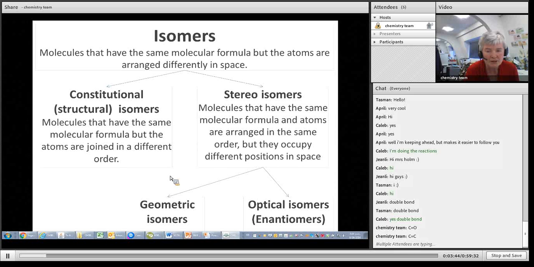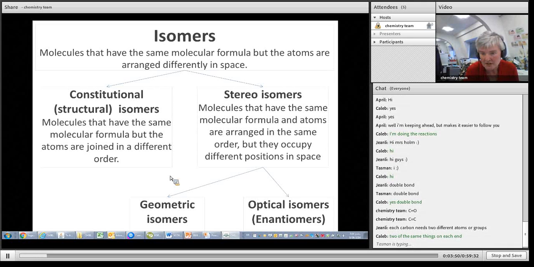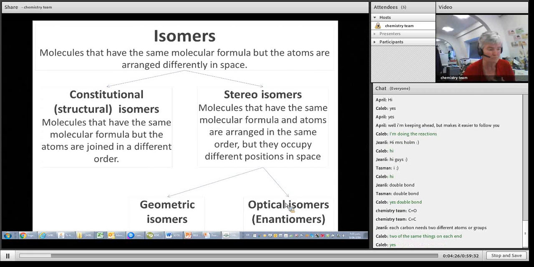And it's something to do with the groups on each of the carbon atoms. Right, so each carbon of that double bond needs two different groups. So if there's two hydrogens on one of those carbons or two methyl groups, it will not form geometric isomers. Caleb, you've got two of the same things on each end, depending on how you view that. So each carbon of the double bond must have two different groups, but of course both carbons can have the same group. So both carbons can have a methyl each or a hydrogen each, but you can't have one of the carbons having both. Okay, good.